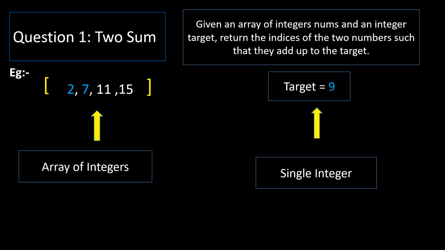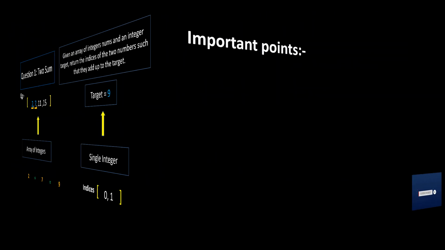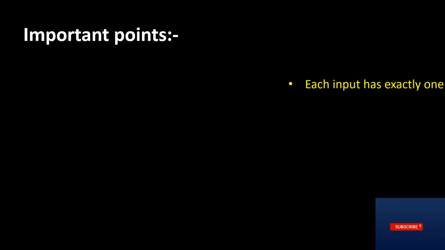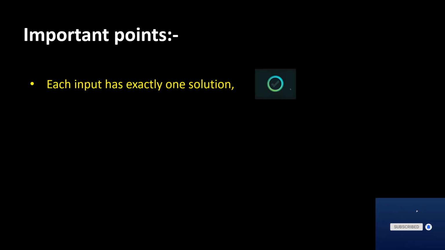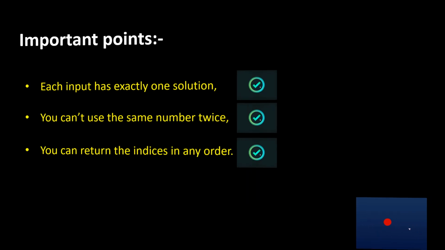You are given an array of integers and a single integer called the target. Your job is to find two different numbers in the array that add up to the target and then return their indices. Important points are, each input has exactly one solution. You can't use the same number twice, and you can return the indices in any order.